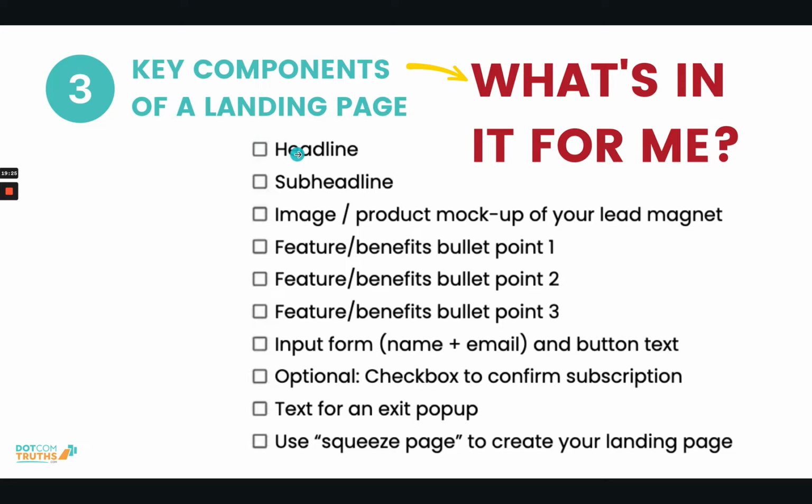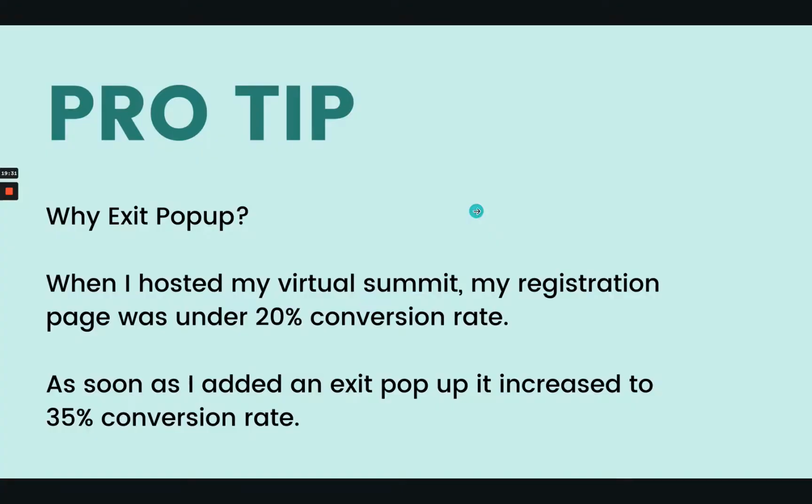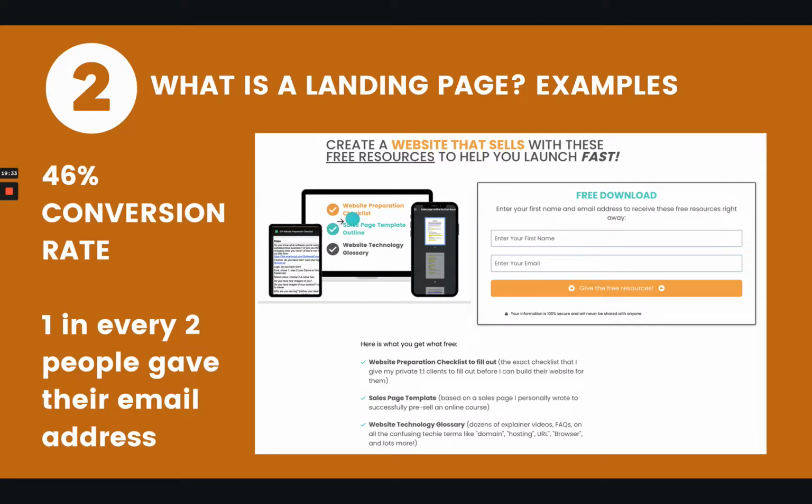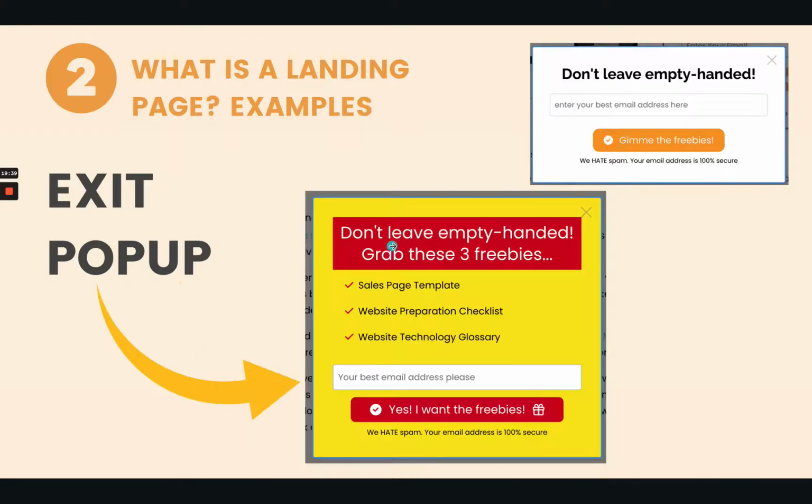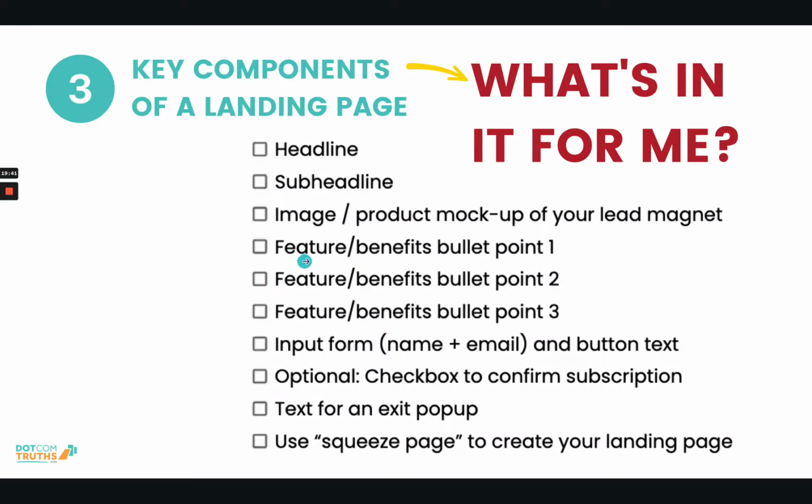So again, you would have noticed a thread in all the examples I've shown you. Headline, subheadline, image, or product mockup, which is this. This is a product mockup, okay? Because you can kind of see the mockup of the product that they're going to download, okay? You want to give them 3 feature benefits, bullet points of what they're going to get.